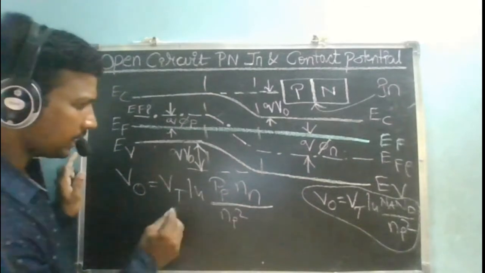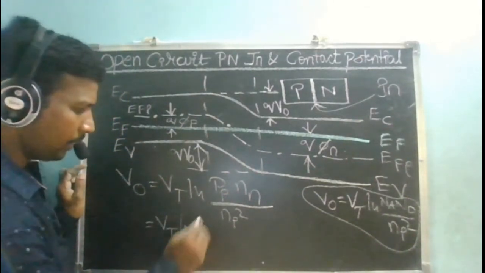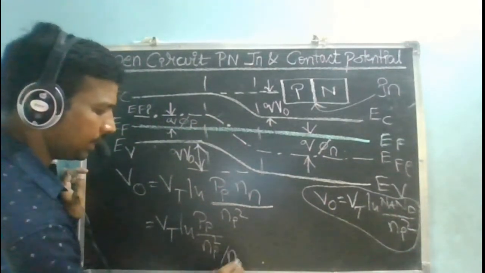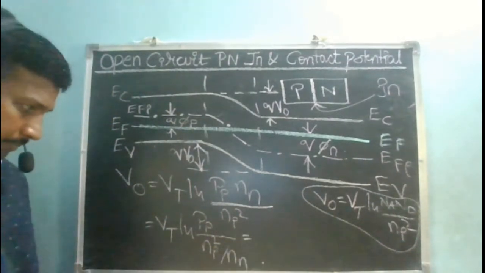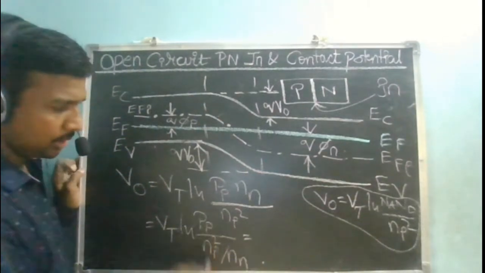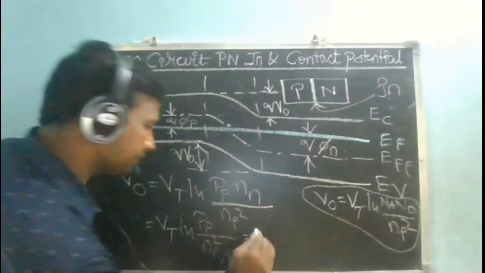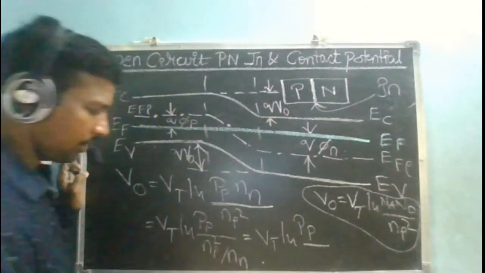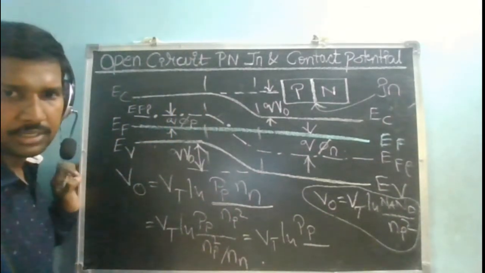So can I write it like this: Vt ln Pp by Ni square by Nn? Both are the same or not? Yes, sir, this goes into the numerator and both are the same. But what is Ni square by Nn? I can write Vt ln Pp by, what is Ni square by Nn? Minority charge carriers in an n-type semiconductor. Yes or no? Mass action law.